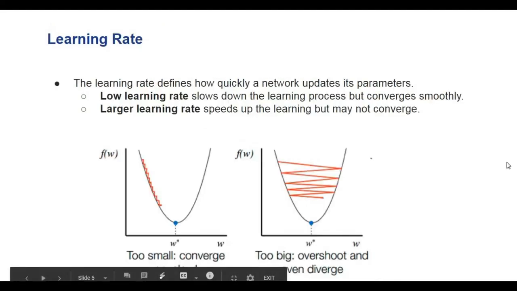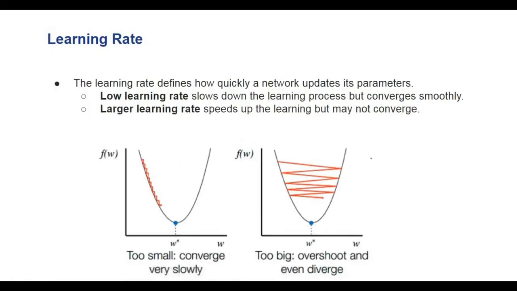Learning rates. The learning rate defines how quickly a network updates its parameters. There are 2 situations. Sometimes we have low learning rates, and this is gonna slow down the learning process. And we have large learning rates, which speed up the learning process, but may not converge. So we're gonna miss information if we go with a larger learning rate.